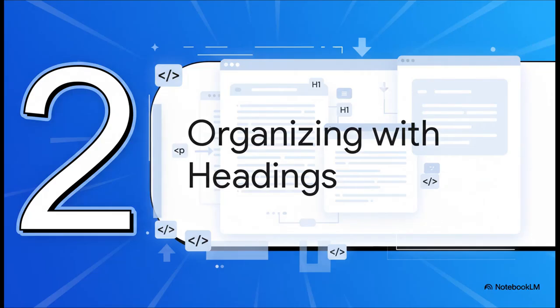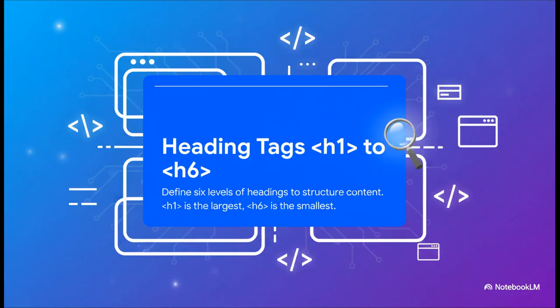Okay, we've got our paragraphs. Now, we need to organize them. To give our page a clear structure that people can actually follow, we use headings. Now, HTML gives us 6 different levels of headings, all the way from H1 down to H6. It's just like an outline for an essay. H1 is your main title, H2 is a major section, H3 is a subsection. You get the idea. It creates a really clear hierarchy for all your content.